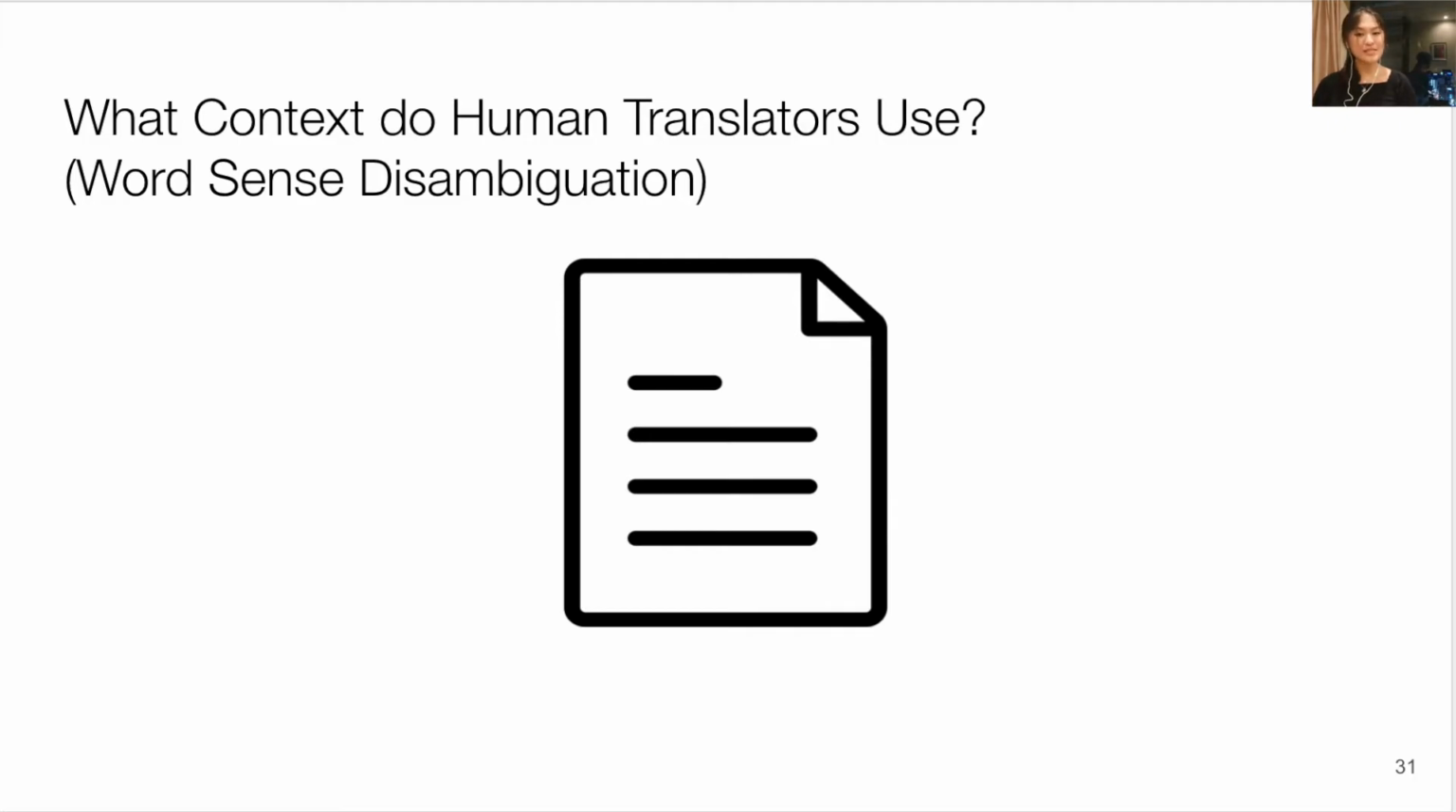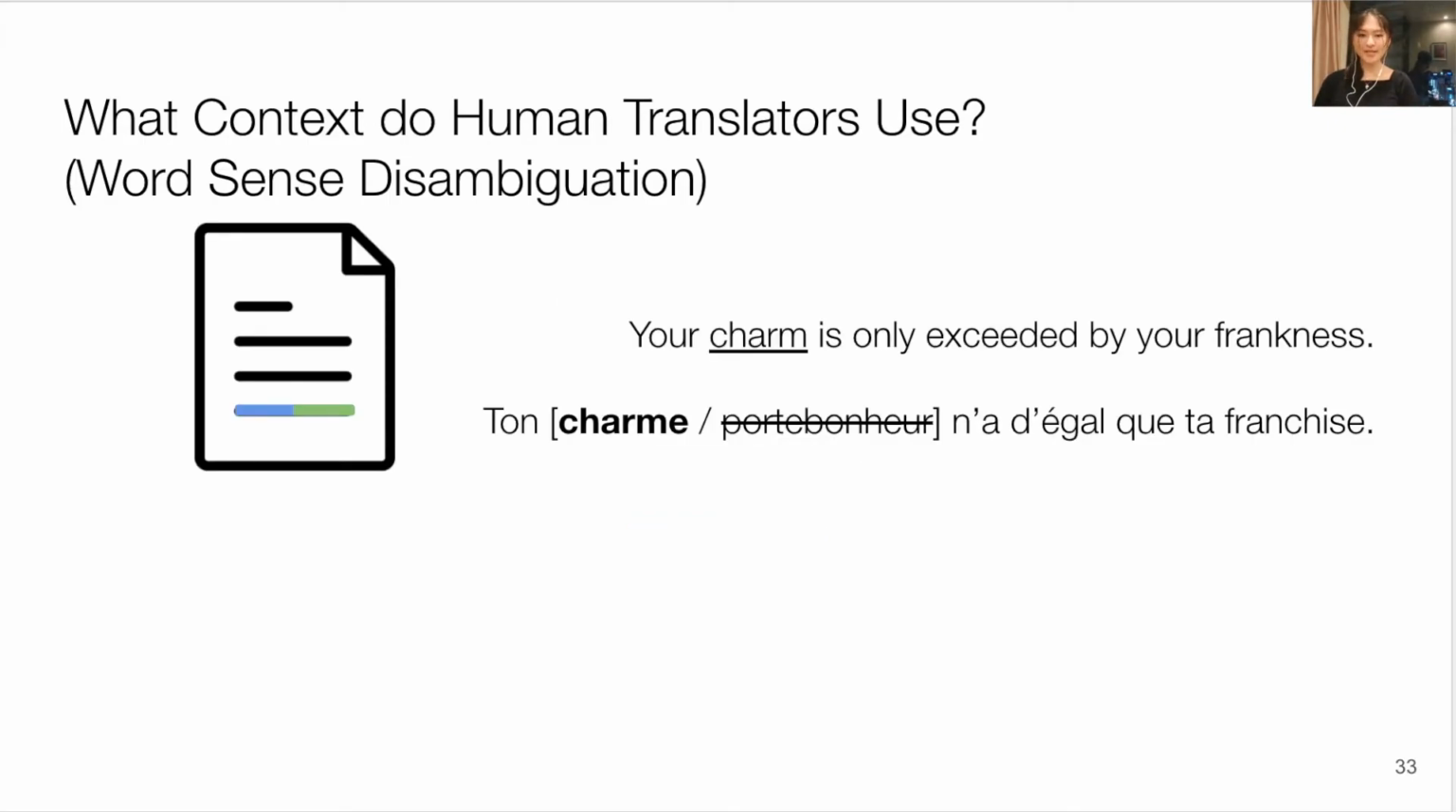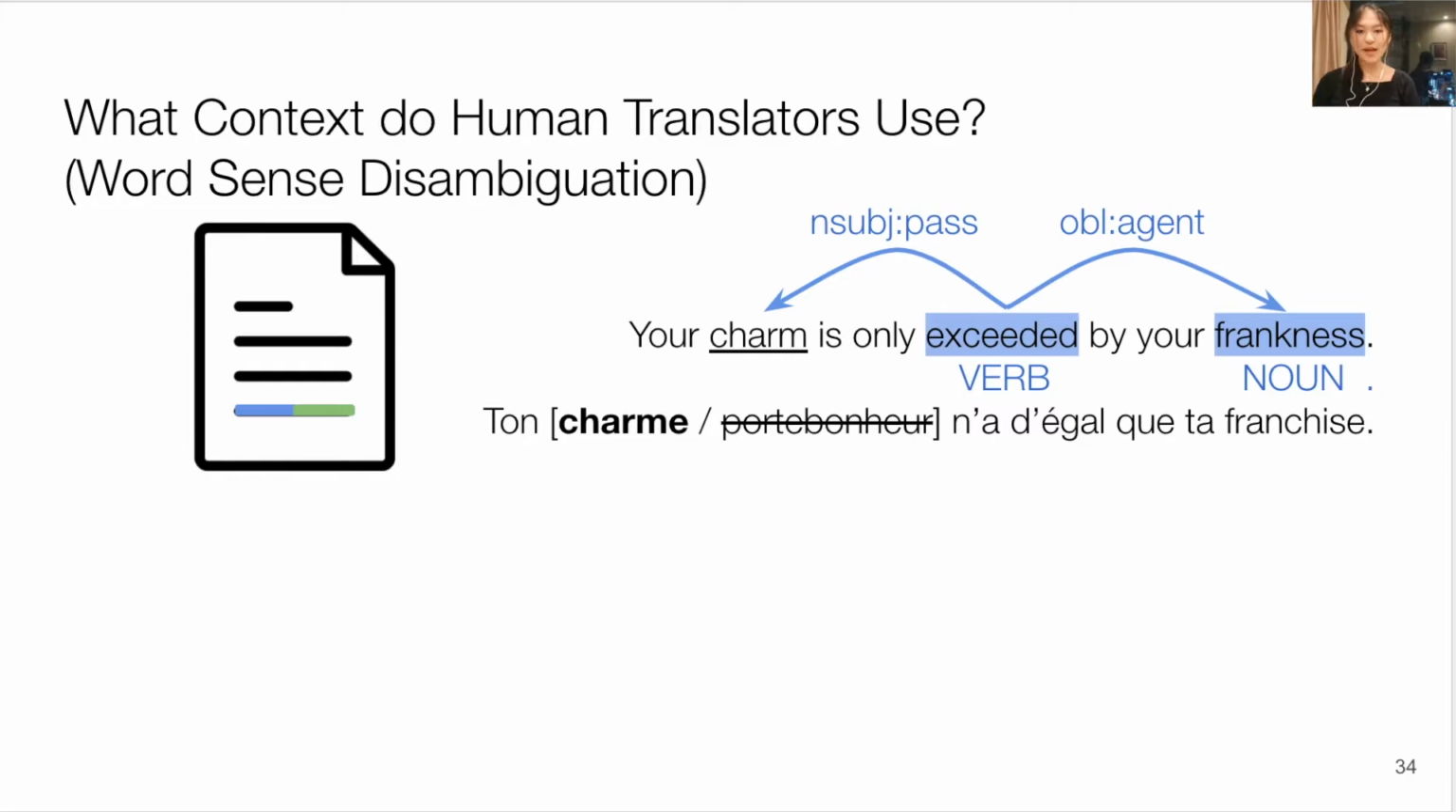Now, during word sense disambiguation, the current sentence in either language is often sufficient. So, for example, charme in French means the quality of being charming, while porte-bonheur is a good luck charm. And we find that humans often use words that can indicate the role or meaning of the polysemous word.